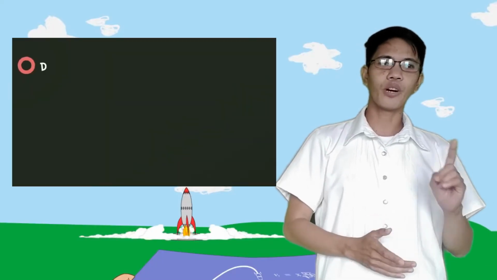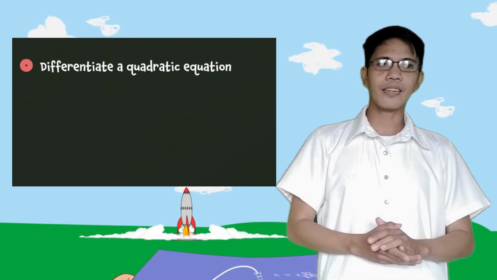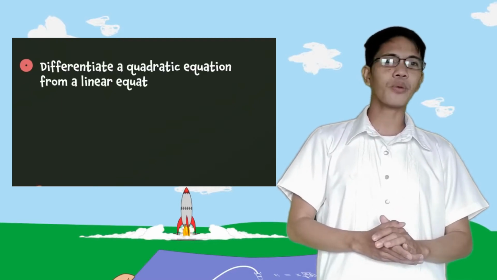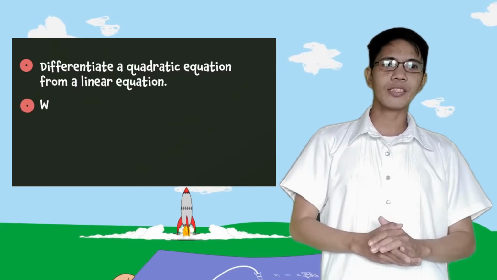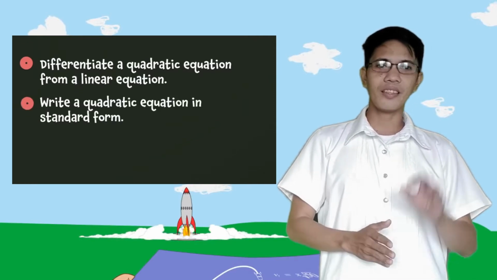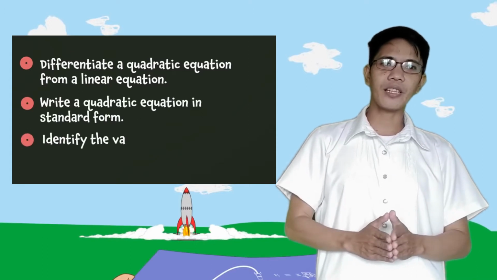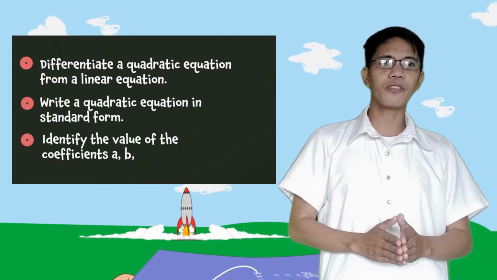Today, we should be able to: 1. Differentiate a quadratic equation from a linear equation. 2. Write the equation in standard form. And 3. Identify the values of the coefficients a, b, and c.